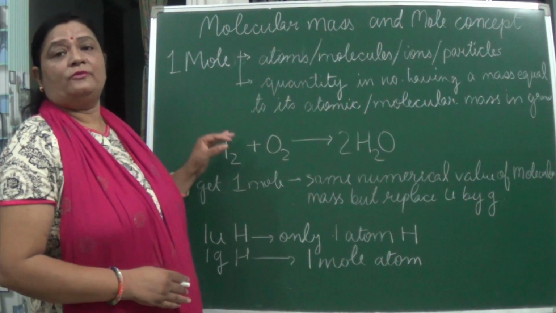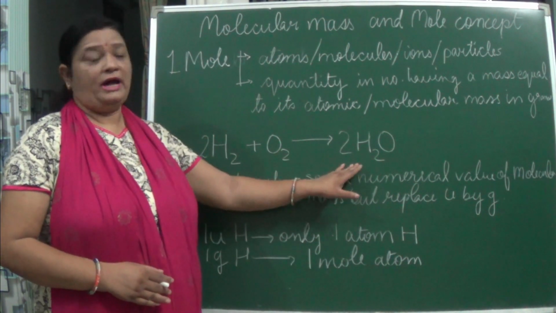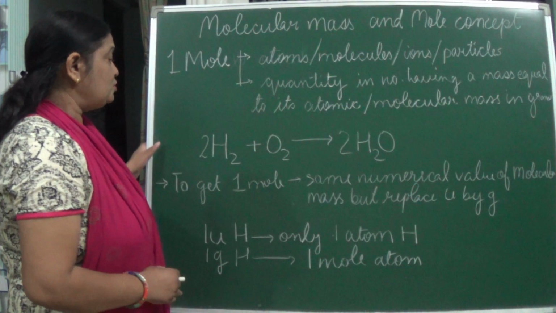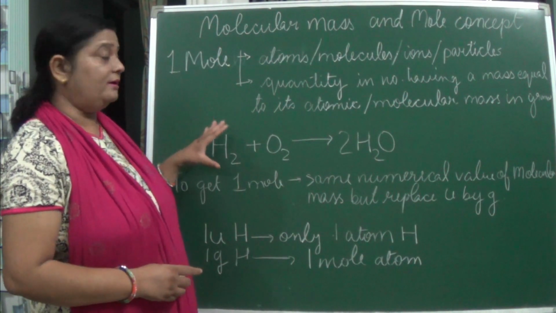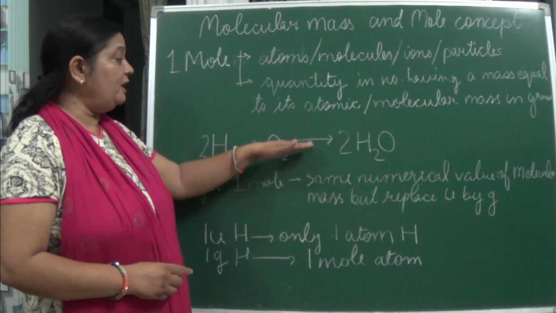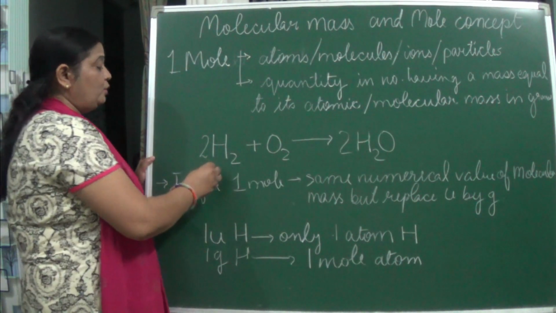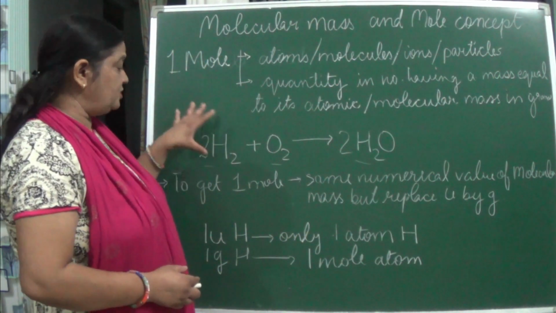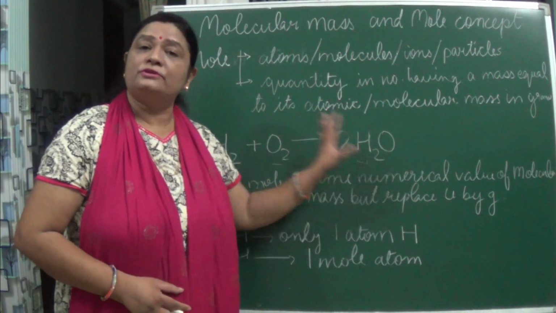So here, for explaining that, I have taken one example: H2 plus O2 gives H2O. I have written here 2H2 plus O2 gives 2H2O. Basically, if we talk about the mass, the molecular mass, and represent it that way, it becomes a bit complex. But if we replace that with numbers, it becomes easy. So when we say 2H2 plus O2 gives 2H2O, it means 2 molecules of hydrogen and 1 molecule of oxygen give 2 molecules of water.